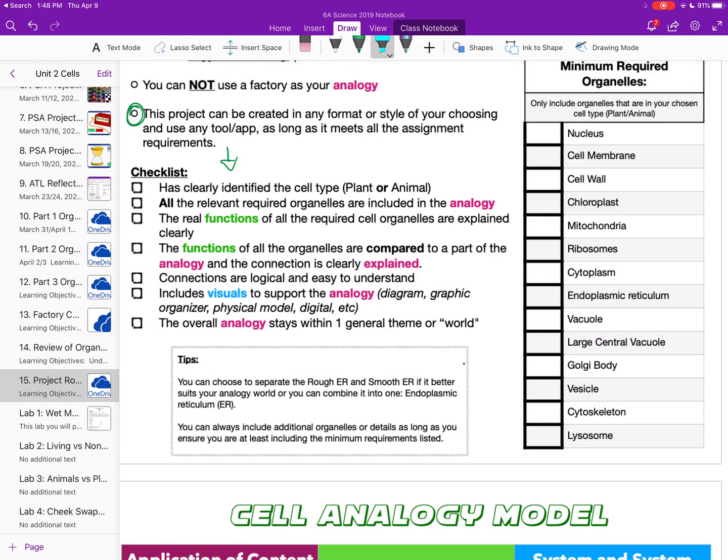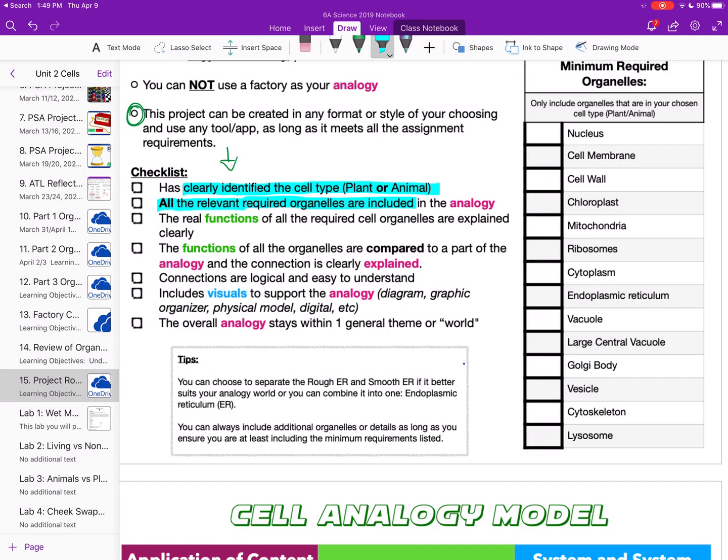That you have clearly identified the cell type. That's because I need to know that you can correctly match which organelles belong in a plant cell and which organelles belong in an animal cell. So you'd have to identify the cell type you've chosen, and then I can look to see if you've got all the right organelles in place. All the relevant organelles are included. So that's what I mean by relevant. If you pick a plant cell, have you included all the organelles that belong in a plant cell?